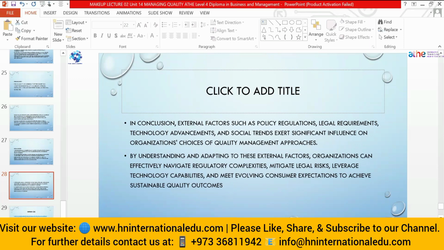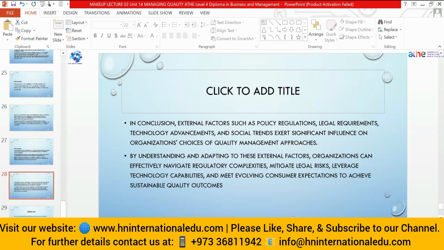By understanding and adapting to these external factors, organizations can effectively navigate the regulatory complexities, that is, the problems always arising from the governmental or framework side, then mitigate the legal risk, that is, eliminating them, fighting with them, coping with them, leverage technology capabilities, that is, maximizing the resources for using the latest technology in the organization while making decisions or opting for new products, and meet the evolving consumer expectations to achieve sustainable quality outcomes.